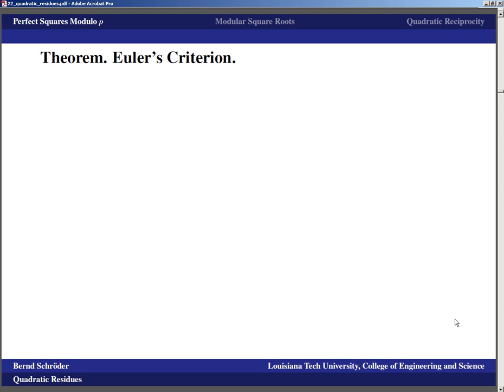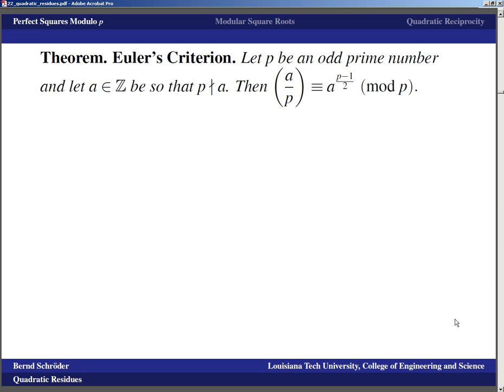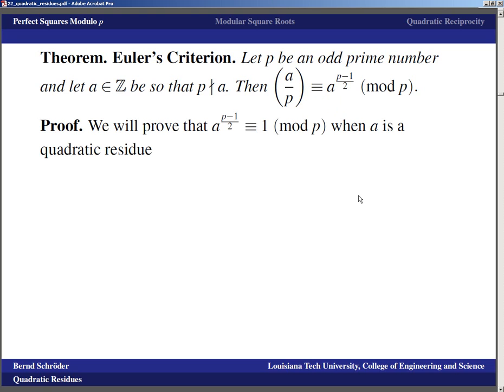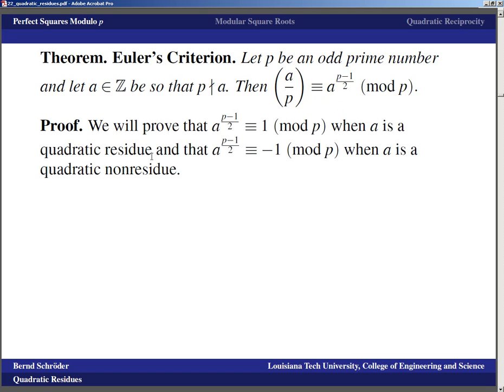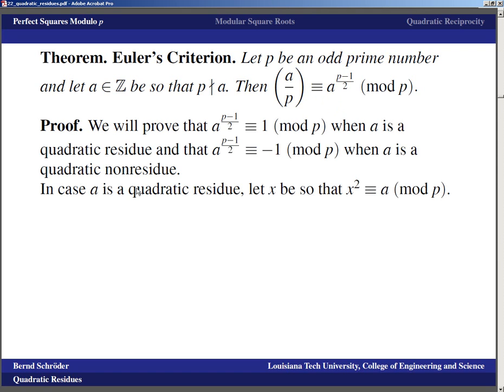And Euler's criterion is a first step towards that, because if p is an odd prime number and a is an integer so that p does not divide a, then the Legendre symbol of a over p is equivalent to a to the p minus 1 over 2 modulo p. And the proof, even though at first it looks kind of strange, is actually very simple. We will prove that a to the p minus 1 over 2 is equivalent to 1 modulo p when a is a quadratic residue, and we will prove that it's equal to negative 1 modulo p when it's a quadratic non-residue.